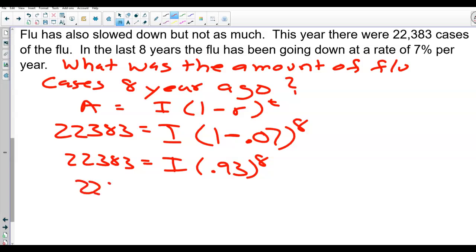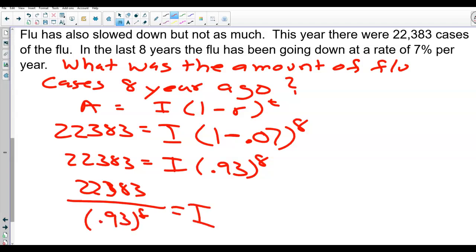And my I, 0.93 to the 8th equals I. Write that 8 a little neater. My answer is going to be 40,000, or something very close to that number.